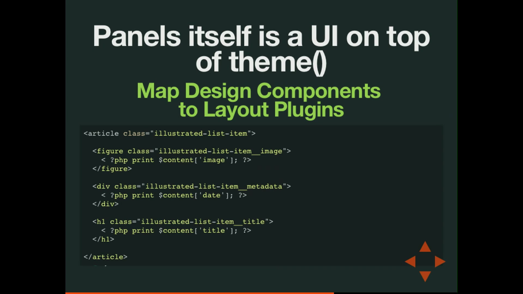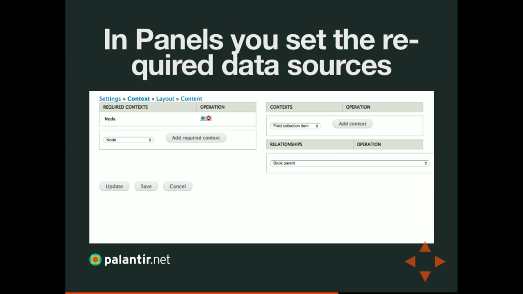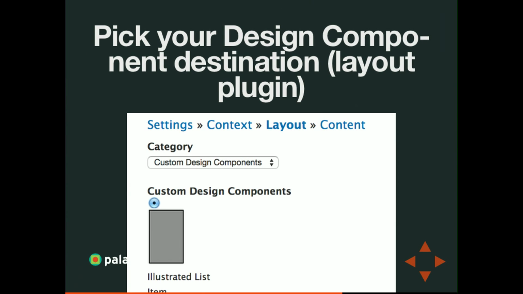And just that. The layout plugin doesn't know what data is coming into it, and that's the point. Node.tpl has to make all these assumptions about knowing exactly what a node object is. But if you're working in design components, then your design components don't know, shouldn't know, aren't supposed to know what the source data is. All they need to know is I need a title, an image, and a date. So with Panels module, there's a way to set what is the required data source, what's coming in. We've got a node coming in. We're trying to get to a layout plugin. We're trying to get to a design component, an illustrated list item.